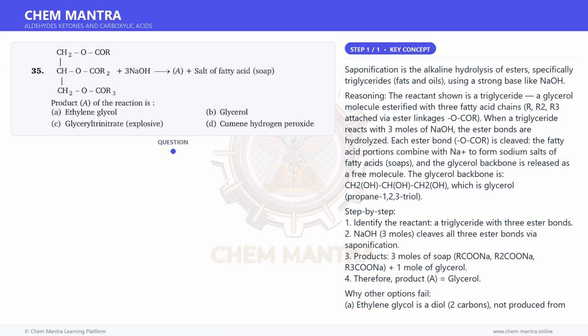Why other options fail? A. Ethylene glycol is a diol, 2 carbons, not produced from triglyceride hydrolysis. C. Glyceryl trinitrate is formed by nitration of glycerol with HNO3/H2SO4, not by saponification. D. Cumene hydroperoxide is produced by oxidation of cumene, completely unrelated to this reaction.